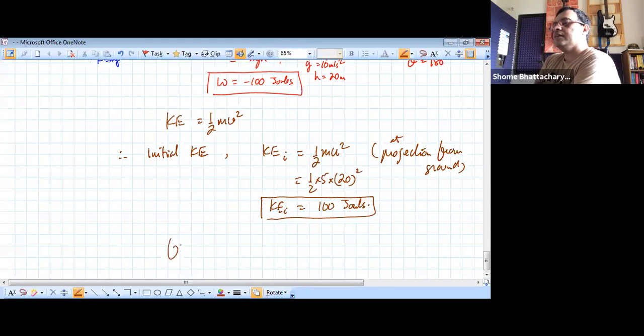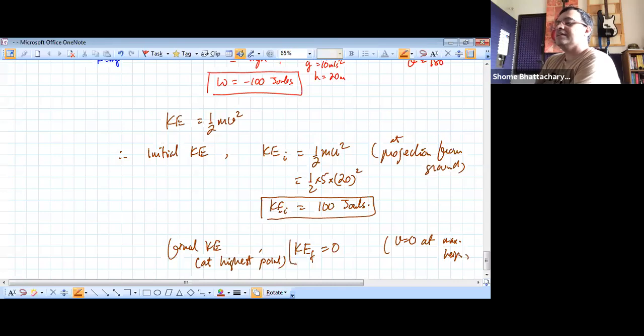The final kinetic energy, that is at the highest point. We're not calculating final when it comes back to ground, but when it reaches the highest point, that will be how much? 0, because v is equal to 0 at maximum height.